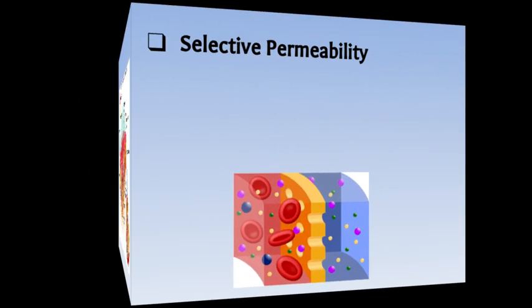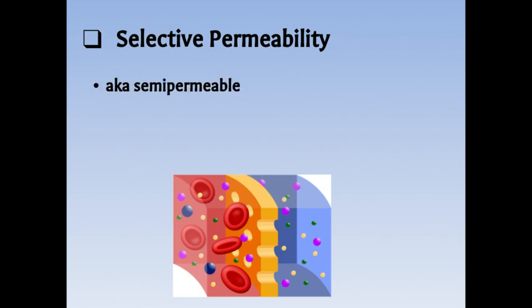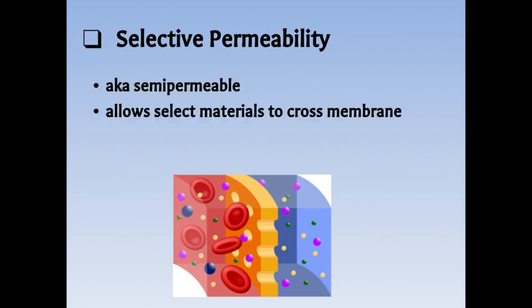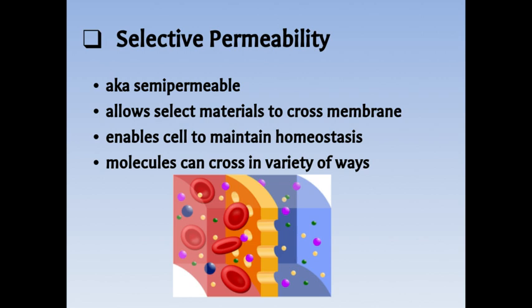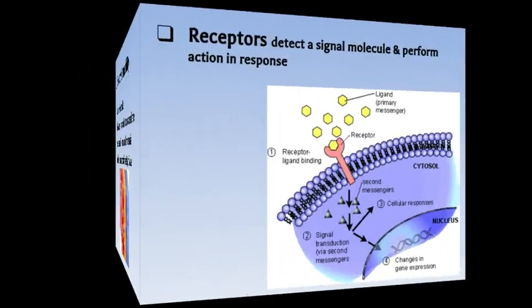The membrane is described as being selectively permeable or semi-permeable. Basically, it's going to allow select materials to cross the membrane based on the size of openings. So you can see here in this very simple diagram that this particular membrane has openings through it, but the red blood cells are too large, and so they can't pass through. But these other little molecules are able to. This allows the cell to maintain homeostasis, and molecules can cross in a variety of ways, and that's, again, something we're going to talk about later in our lessons.